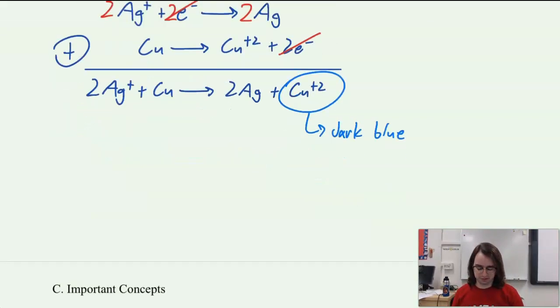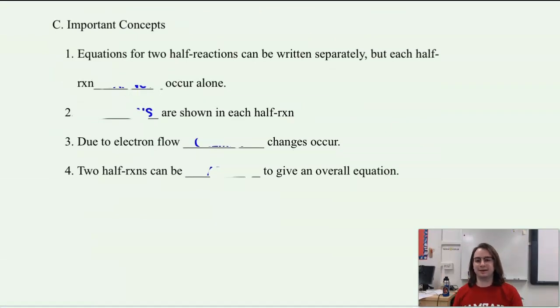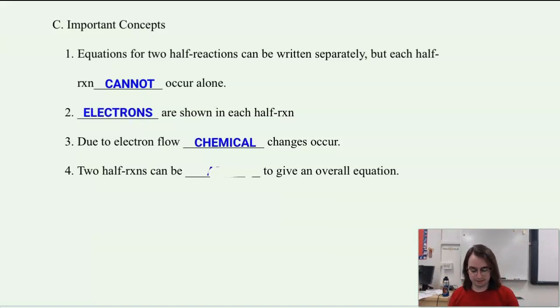Let's talk about a couple important terms, or at the very least, let's write down a couple things that we've actually already done. Understand that equations for two half reactions can be written separately, but each half reaction cannot occur alone. Again, the electrons lost by one thing are the electrons gained by another, so they both have to stay together. Electrons are shown in each half reaction, but due to electron flow, that's why chemical changes are occurring. So sometimes things go from ions to metals and metals to ions, aqueous things to solid things. The electron flow is changing these things. It's happening in a chemical reaction.